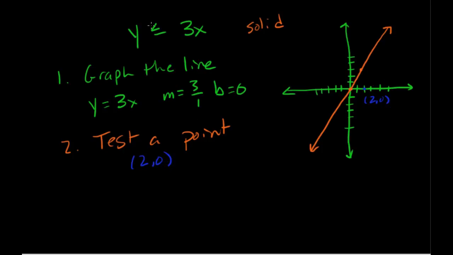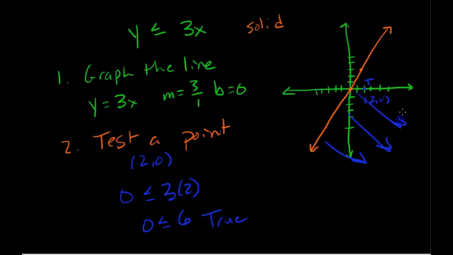We're going to take 2, 0, and we're going to plug it into our inequality. So I'm going to put 0 for y, I'm going to put 2 for x. 0 is less than or equal to 3 times 2. 0 is less than or equal to 6, which is true. So that means that this point is also true. And that means that this side of the line is where our solution region is. So we shade on this side of the line.